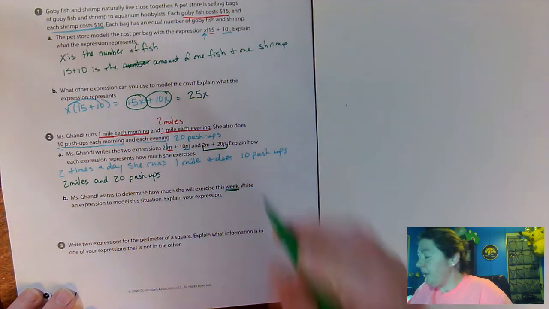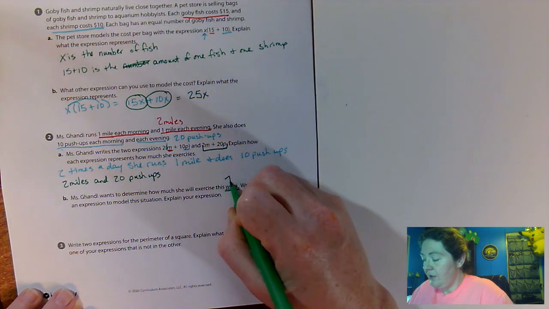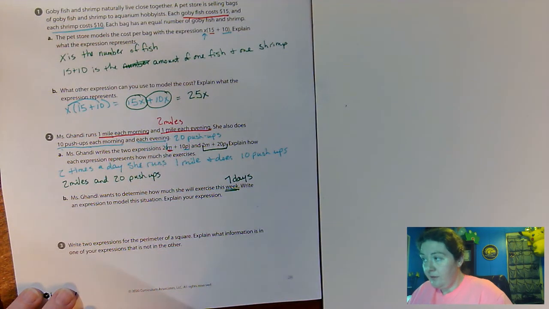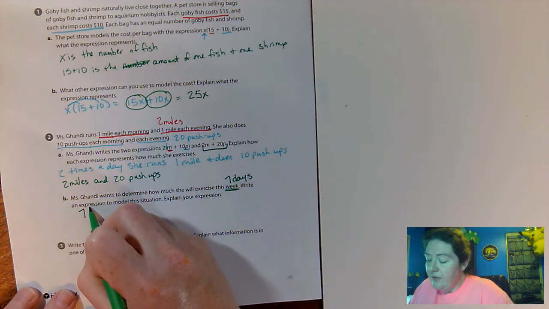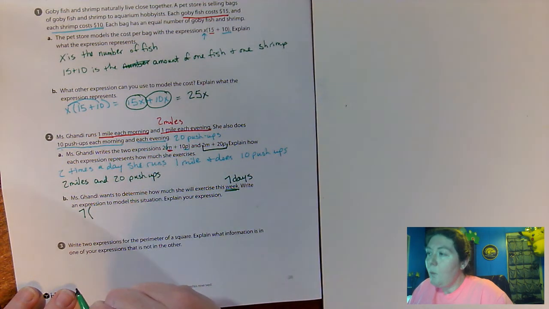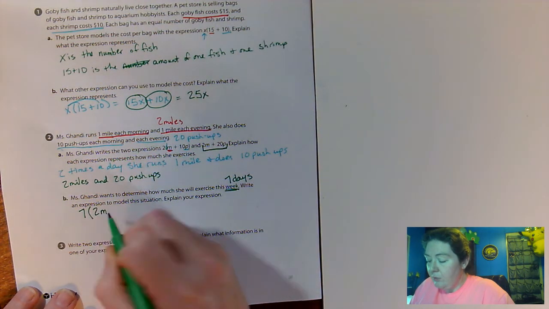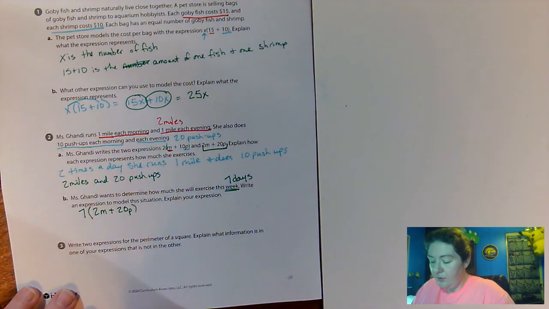In a week, how many days are in a week? 7 days. So I know somewhere I'm going to have to use the number 7. So I'm doing everything for 7 days. So 7 times, what am I doing every day? Every day she's going to run 2 miles and do 20 push-ups.